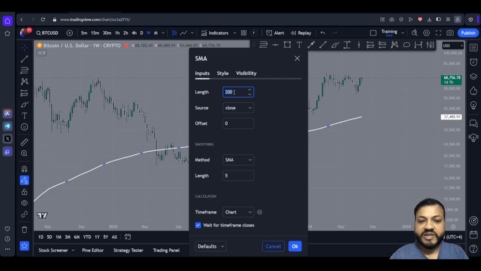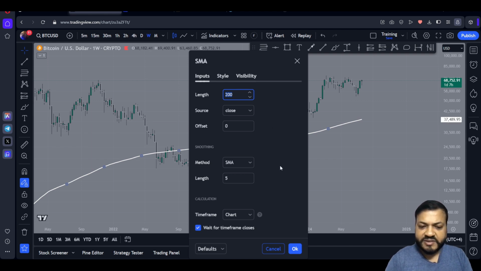What is a moving average and how does it work, I'll tell you in a while. So this one is the 200 because 200 is very powerful, and we use the close of this moving average. And this is very simple. You just select whatever length you want to give.